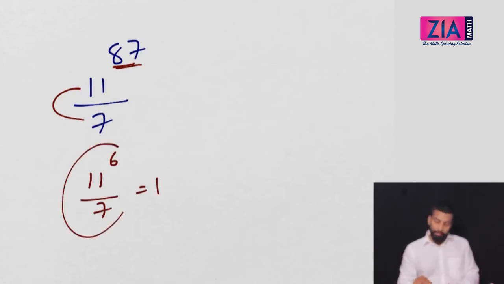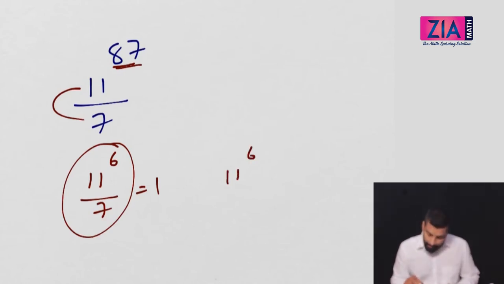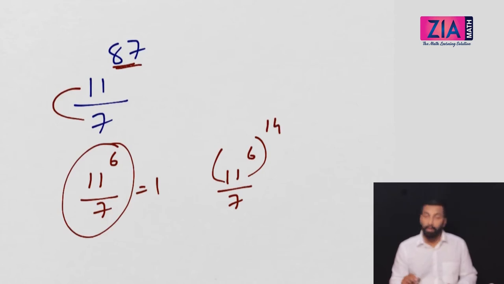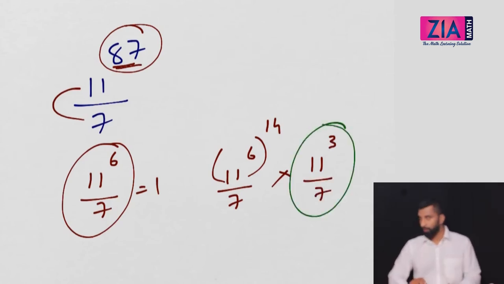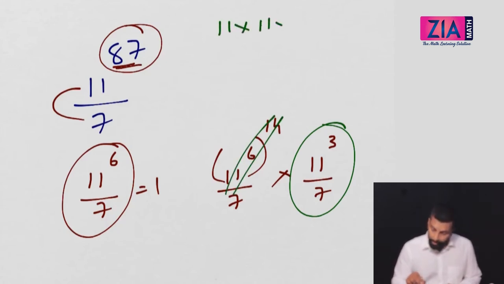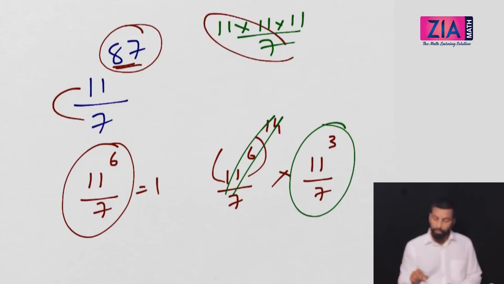So how will you write it like this? I can write it as 11 raised to 6 divided by 7, 11 raised to 6 into 14. So 14 such groups, all will give you remainder 1. When you multiply, still you get remainder 1. Into the rest of the 87, I'll write it as 11 raised to 3 by 7. So your remainder will depend on this. This is not important. Now how will you solve? You can write it as 11 into 11 into 11 by 7. Now by using the basic remainder theorem, find the individual remainders if you want.